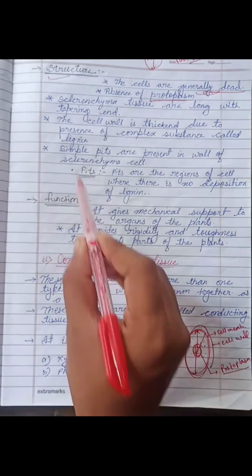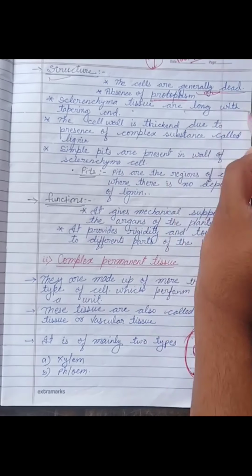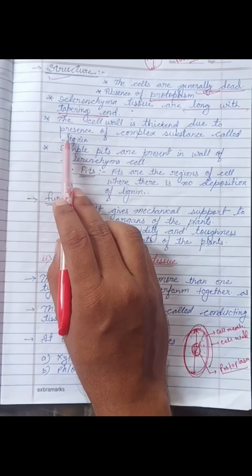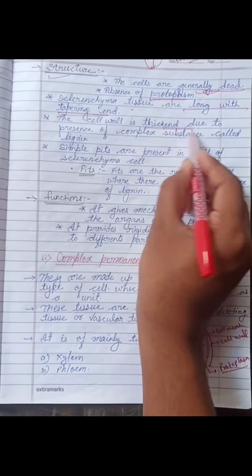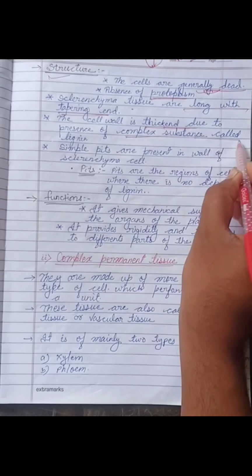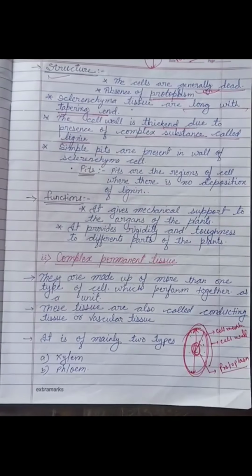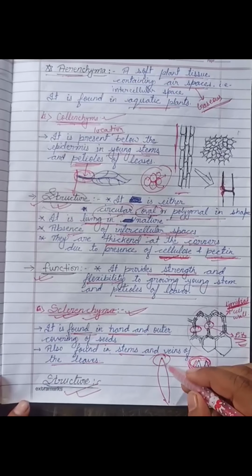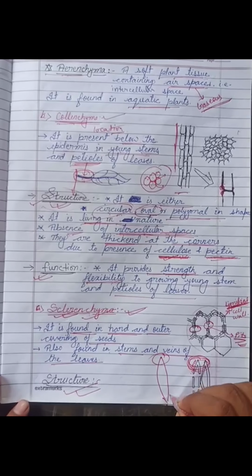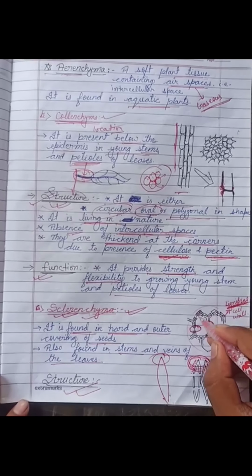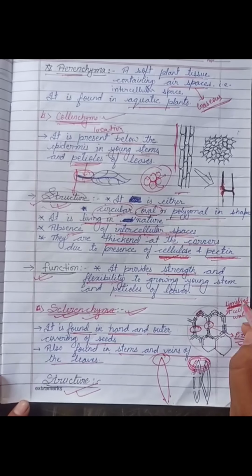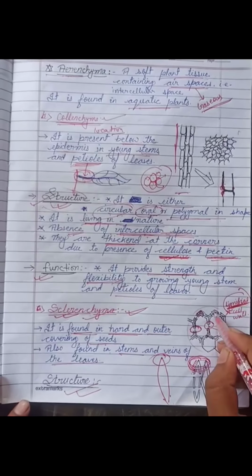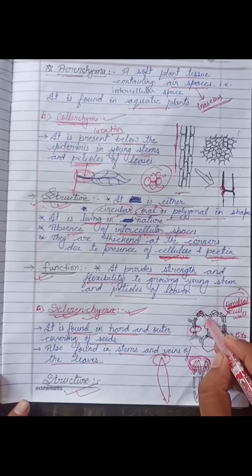As I told you, sclerenchyma tissue cells are long with tapering ends. The cell wall is thickened due to the presence of a complex substance called lignin. Look at this diagram once again. This is the long cell with a tapering end, and this is the thickened cell wall because of lignin. Lignin is found in the cell wall of the sclerenchyma, that's why it is thickened.